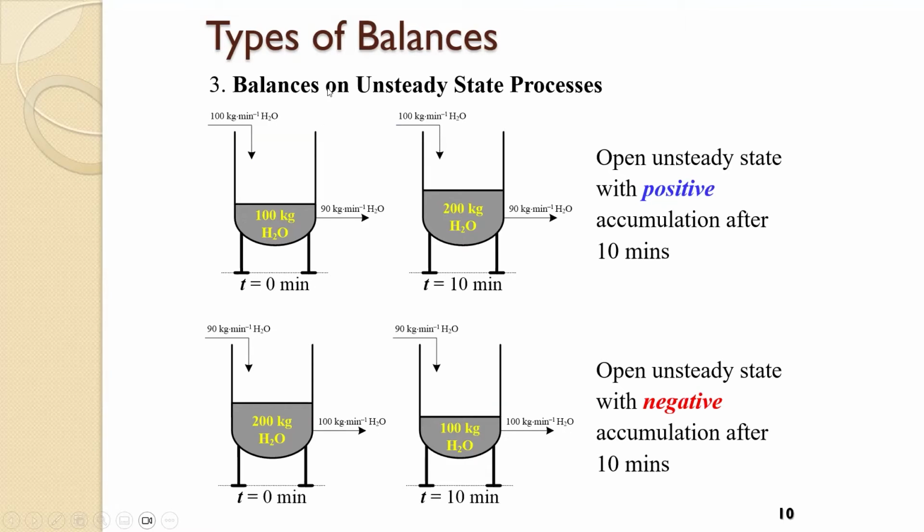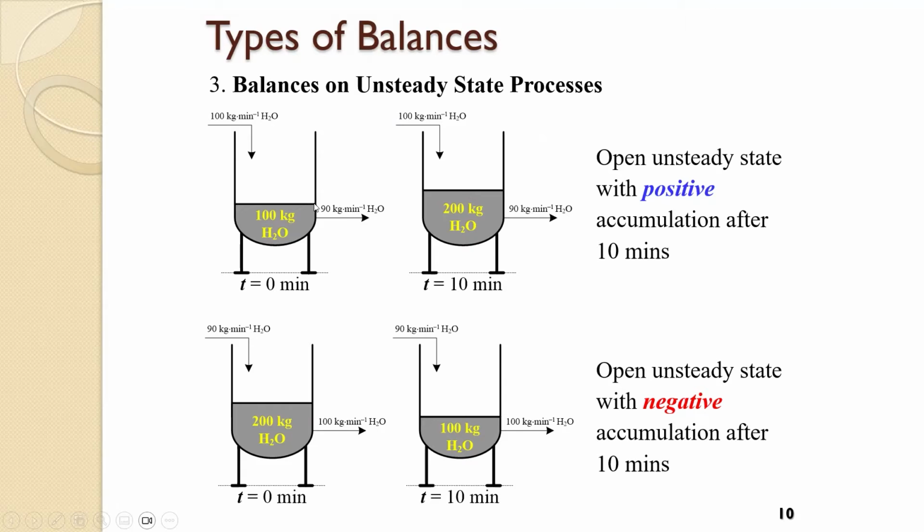Next, the unsteady state balances. Look at this. Open unsteady state with positive accumulation after 10 minutes. So this one is open. Meaning, sometimes you continuously input here because it's per unit of time, right? So initially, at time zero, you have 100 here. Thus, the input is always 100. The output is always 90. So after 1 minute, you'll notice that the difference is 10. So this should be 110 kilograms of water after 1 minute.